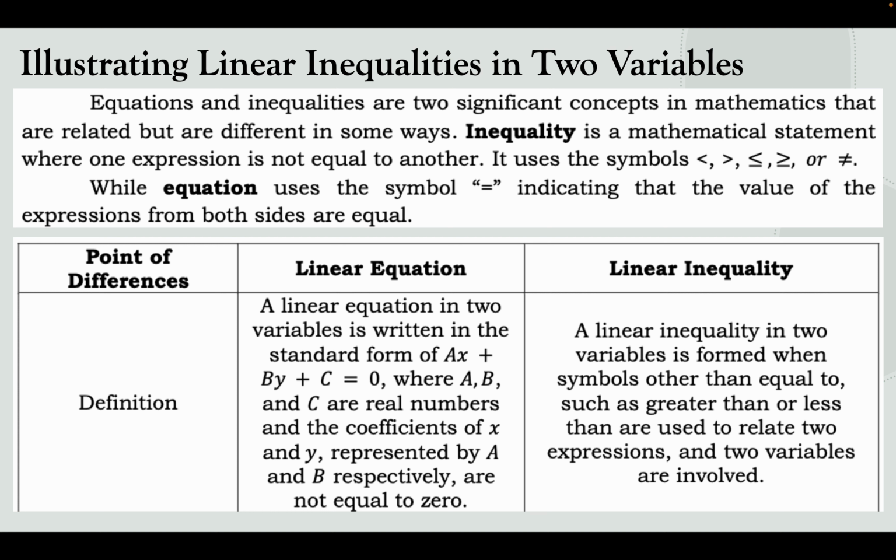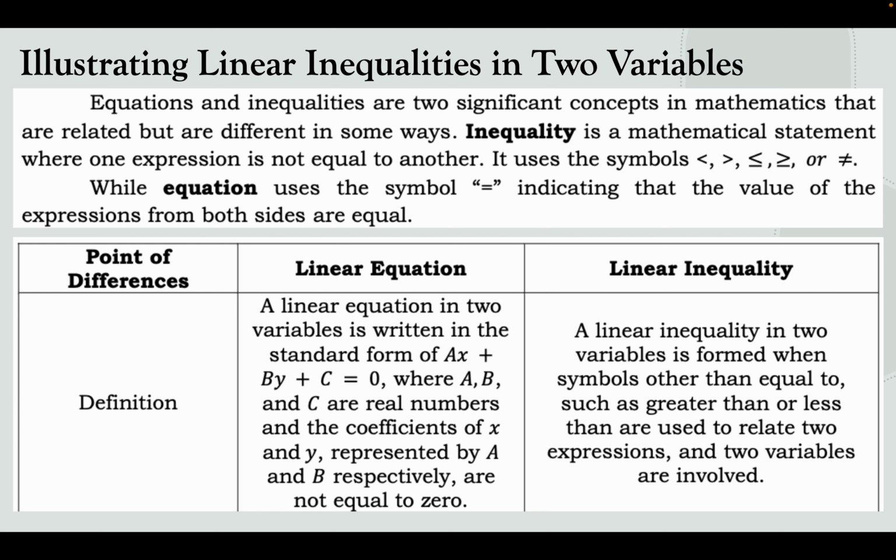Given here is the table. In our first column, the point of difference; the second column, linear equation; and the third column, linear inequality. Let's compare linear equation to linear inequality. In definition, let us recall the definition of linear equation. A linear equation in two variables is written in the standard form ax plus by plus c equals 0, where a, b, and c are real numbers, and the coefficients of x and y, represented by a and b respectively, are not equal to 0.